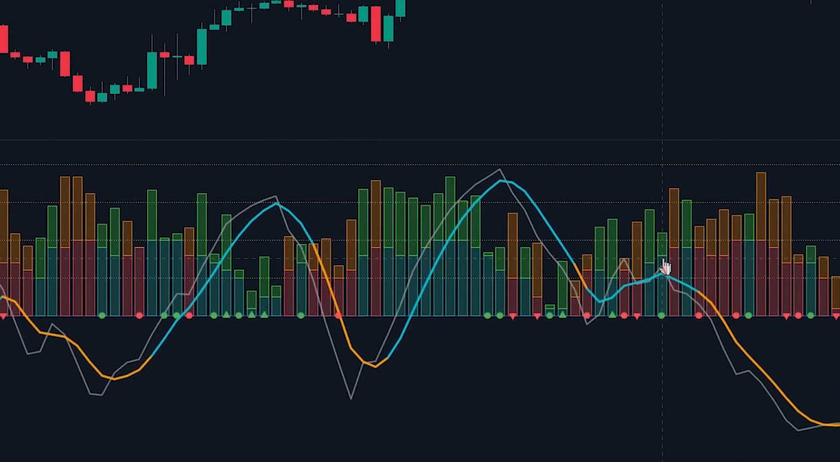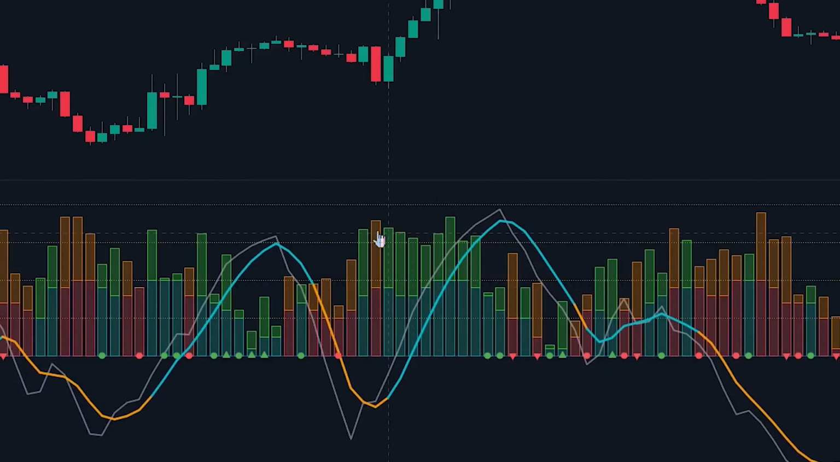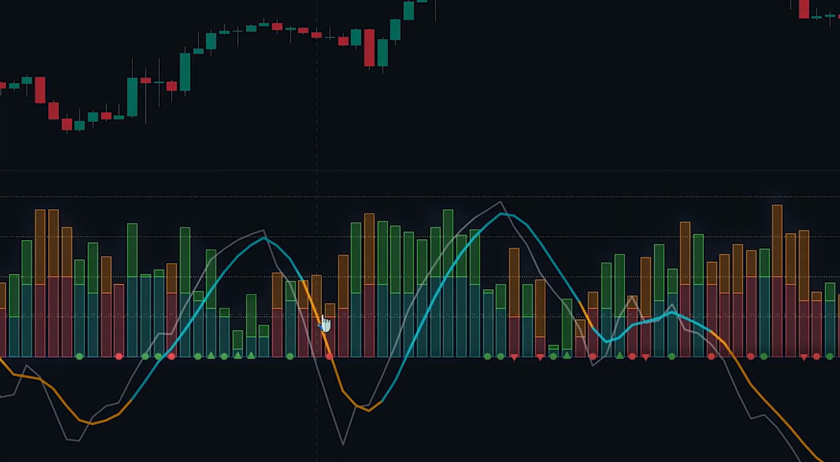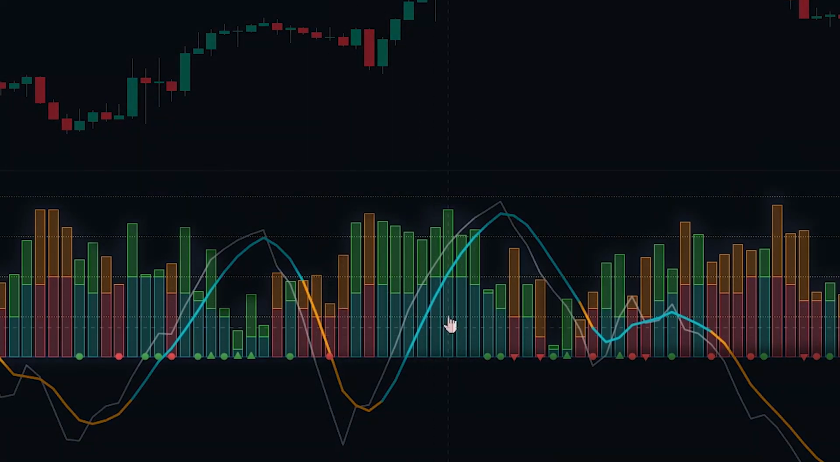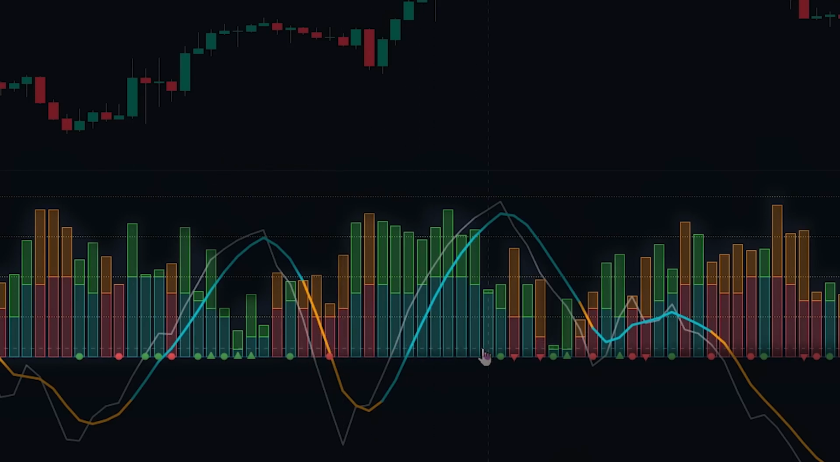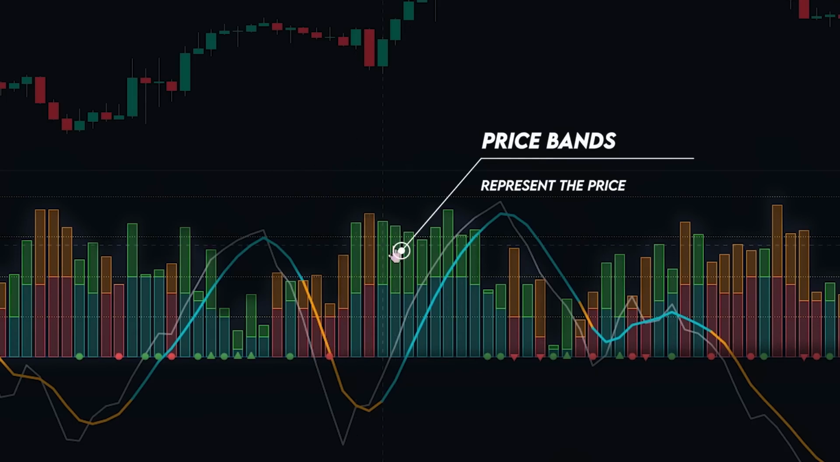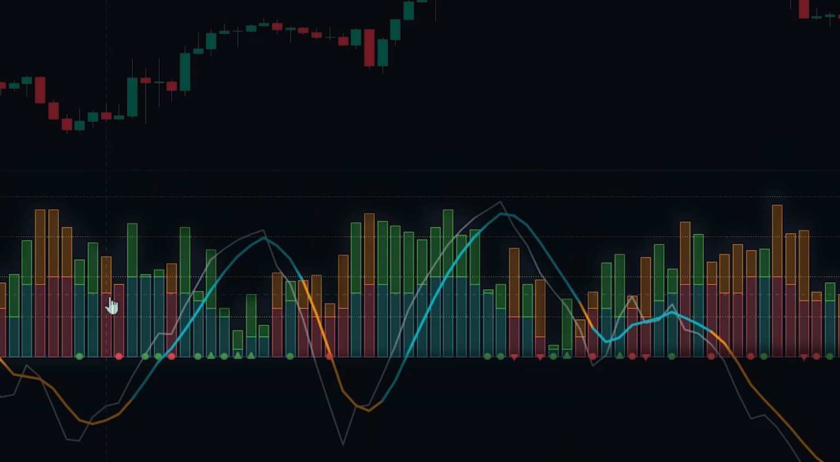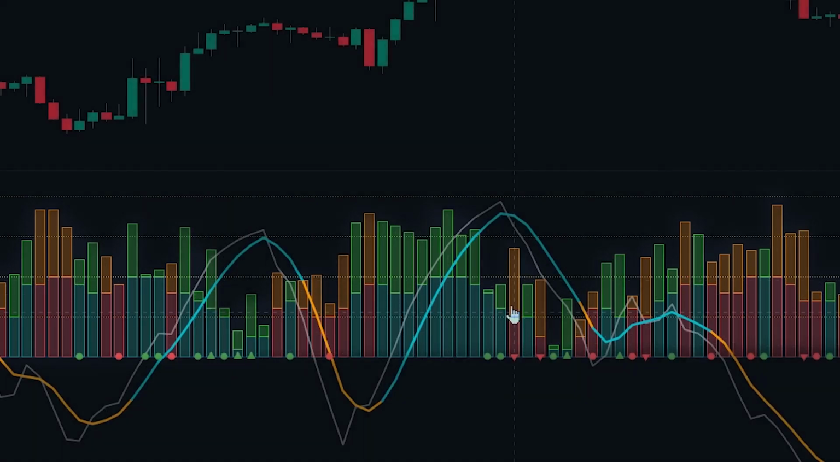The next component of the indicator is the bars that are displayed behind the lines. These bars represent two things, the first of which is volume. Volume is a measure of the number of shares or contracts traded during a given period. By looking at the length of the volume bar, we can determine how much bullish or bearish volume is currently present. The second aspect represented by the bars is the price. This can be used to gauge the intensity of price movements and identify potential signals. By analyzing the height and color of the bars, traders can assess the strength of price movements and identify areas of buying or selling pressure in the market.